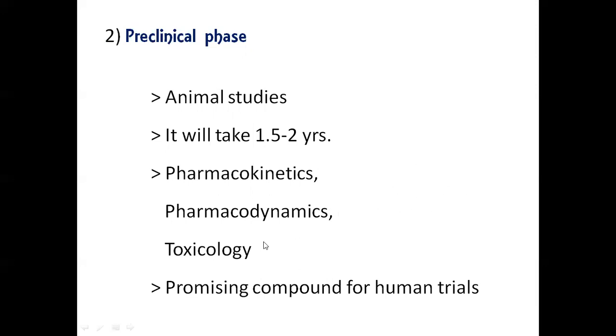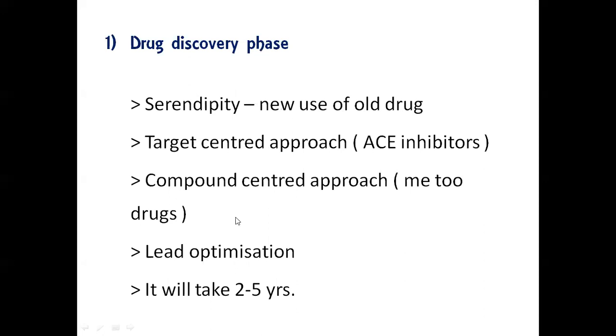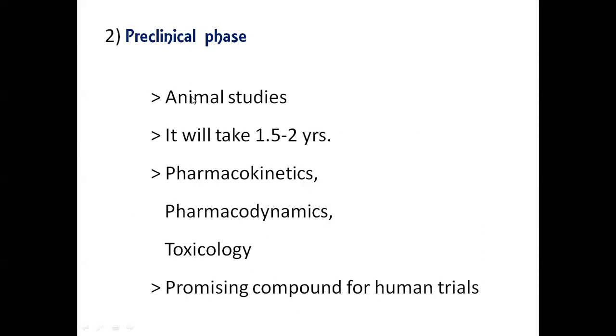If it is okay in all tests, it passes. That means that drug will be used for human trials, so it is a promising compound for human trials. Like from the drug discovery phase, we will identify some 3 or 4 molecules. We will test them with animals. In that, maybe 1 or 2 drug molecules will successfully go on to human trials.